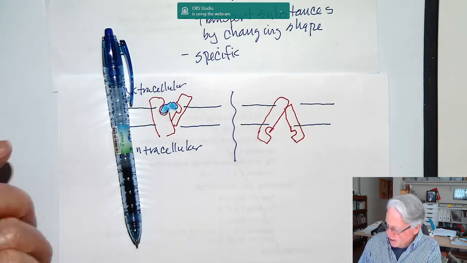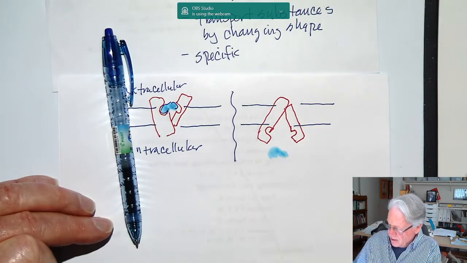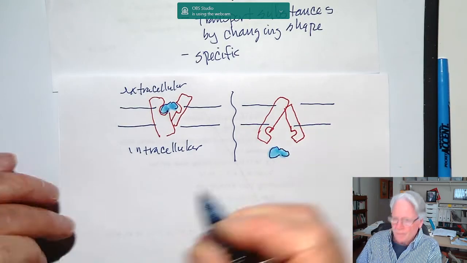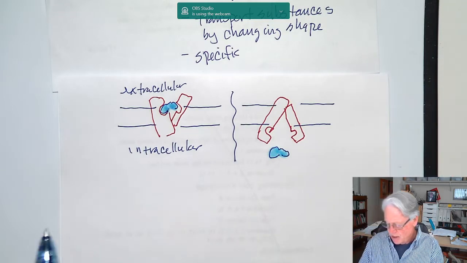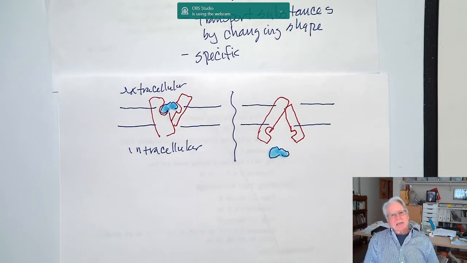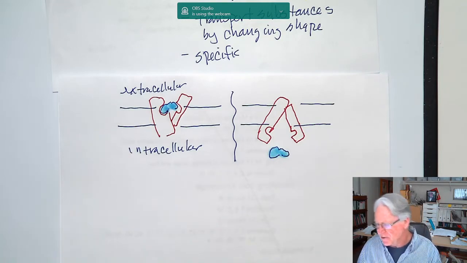And that thing then crosses and is released on the other side. So it literally changes shape to move the substance across the membrane. Okay. That's an example of a transporter protein. That's how it's different than channel proteins.